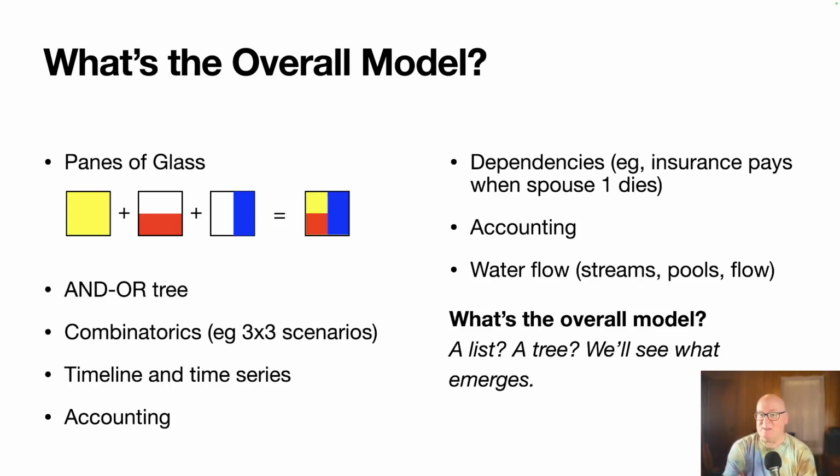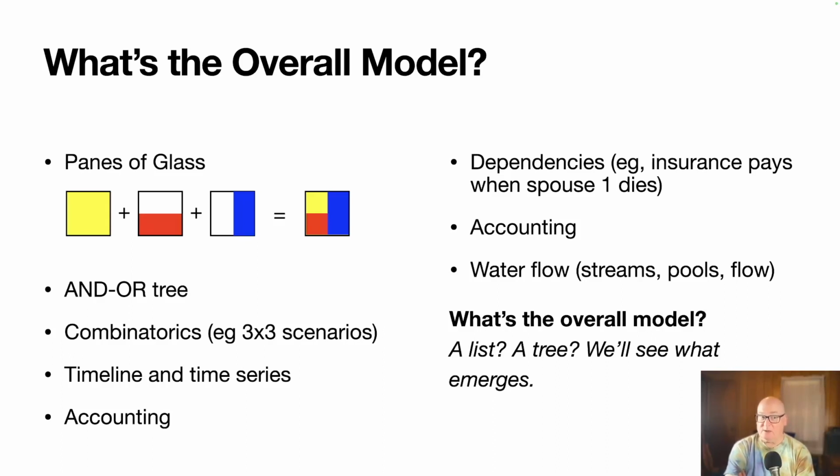And then the last is water flow. I'm kind of coming from this notion of streams and pools. I have an income stream, or I have an expense stream, or I have a pool of money. And so what's the overall model? I don't know yet. I think we'll take it as it goes, but I'm trying to be sensitive to what I could be driving for.